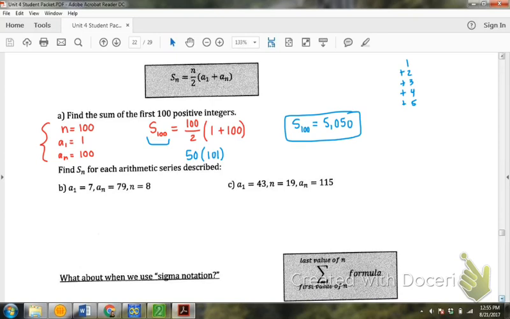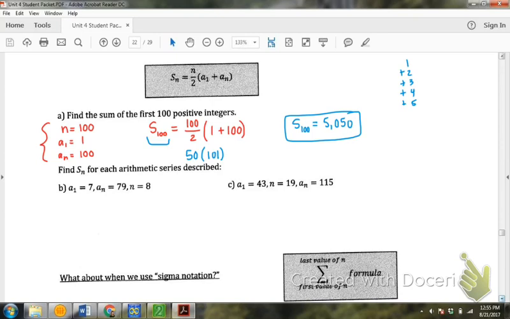Okay, questions about letter A, example A, using the formula? So we're just trying to find the amount of possible combinations in this... No, I'm not doing anything with combinations. It's a faster way of adding numbers together.